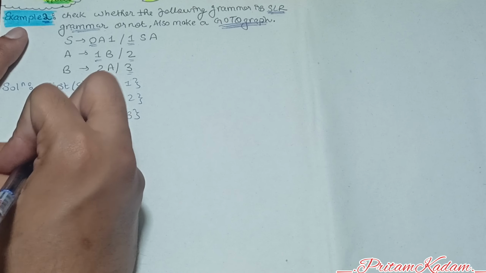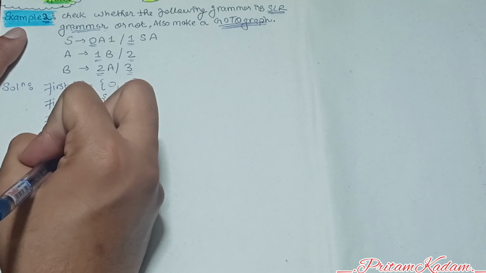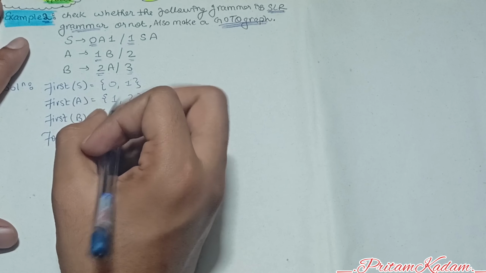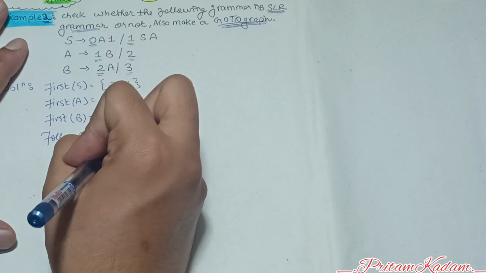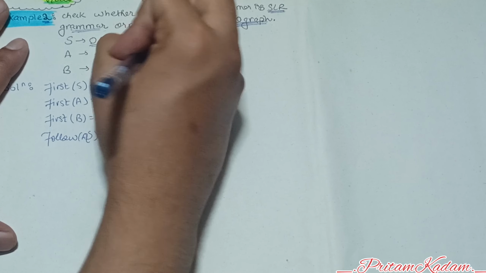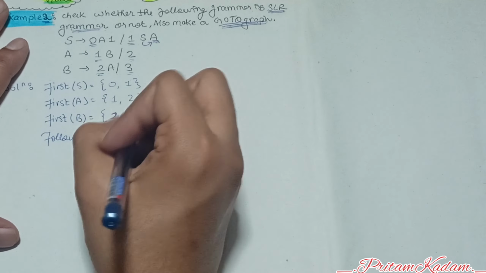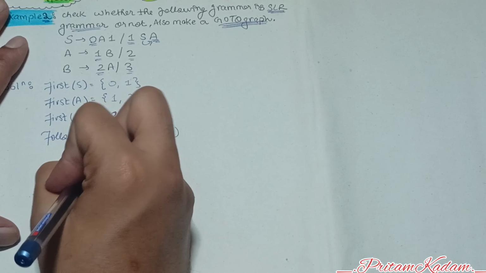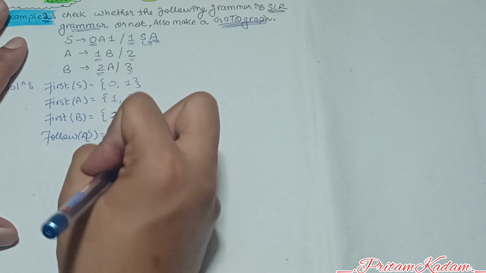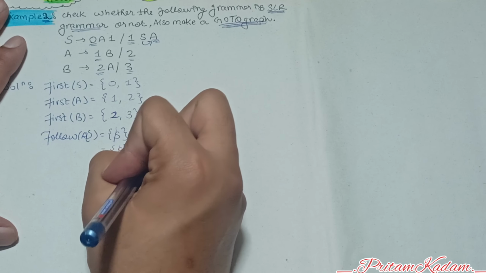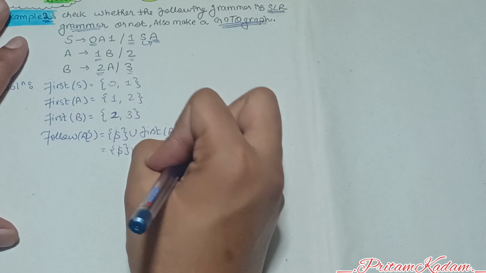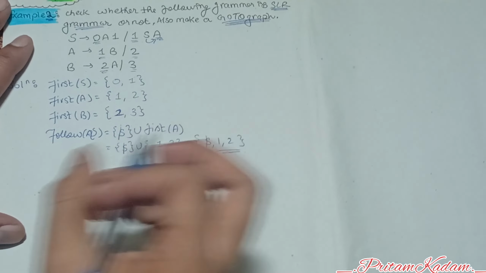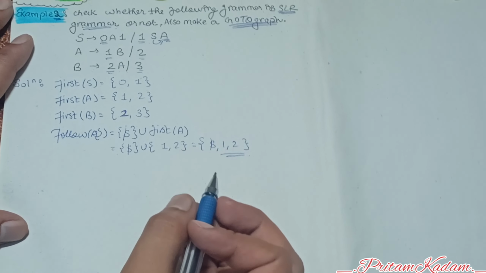So let us write it down. Follow of S: S is followed by A in the first production itself. By default there is a dollar, and the other is A, so we write the First of A, that is 1, 2. So Follow of S is {$, 1, 2}, as we have a non-terminal after the S.